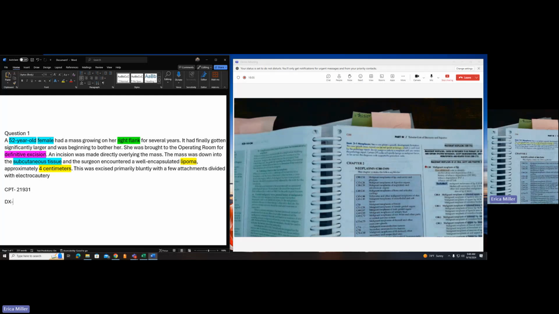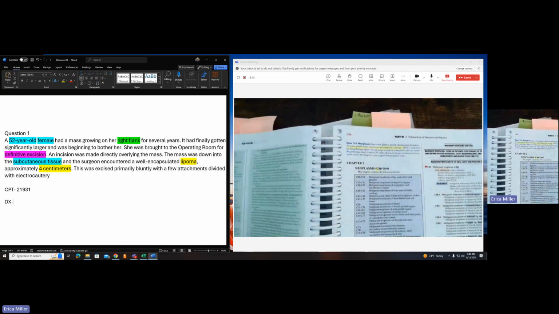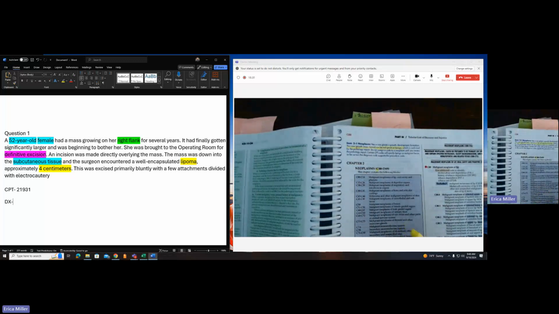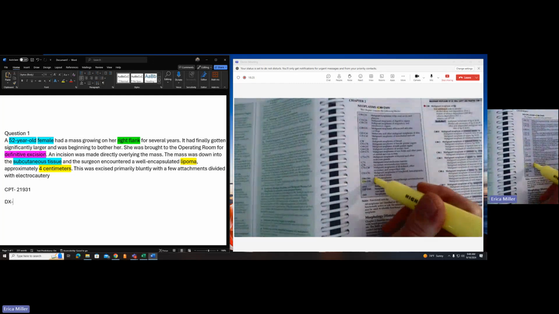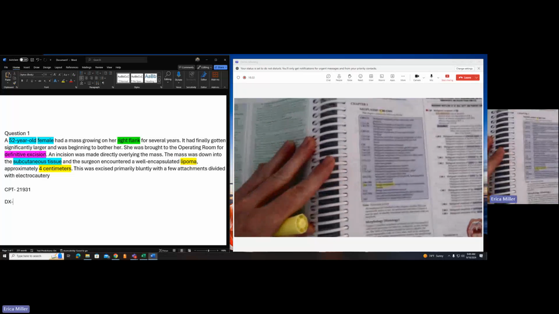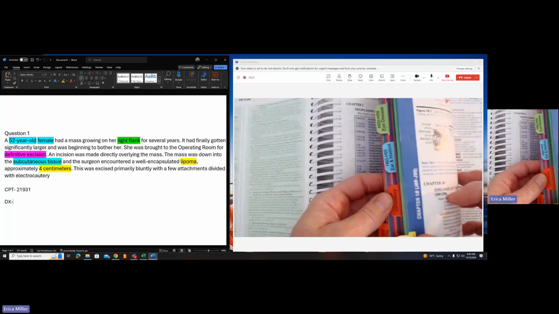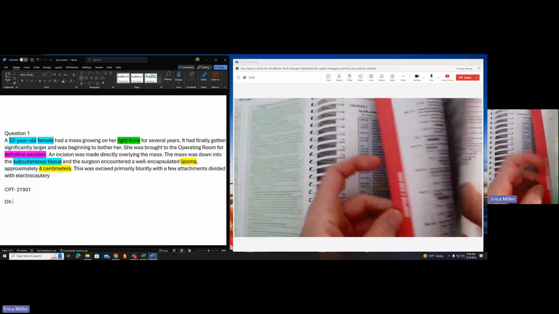All right, so they did not talk about any malignancy. Another thing to keep in mind as you go along through your coding: if your code starts with a C, those are malignant codes, malignant neoplasms. If your codes start with a D, those are going to be your benign neoplasms, which means they're non-cancerous. All right, so now let's go over and check out D17.1.